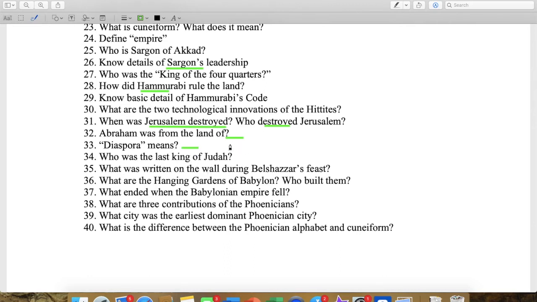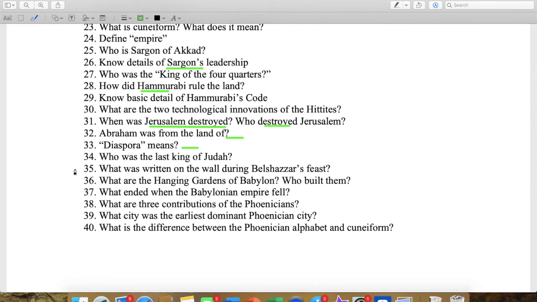So remember the northern 10 tribes were already taken into captivity. They're done with the Assyrian captivity, but Judah remained down there in the southern portion of Israel. And when Jerusalem was destroyed, there was a king there. It was the last king of Judah, and they were taken off into captivity.